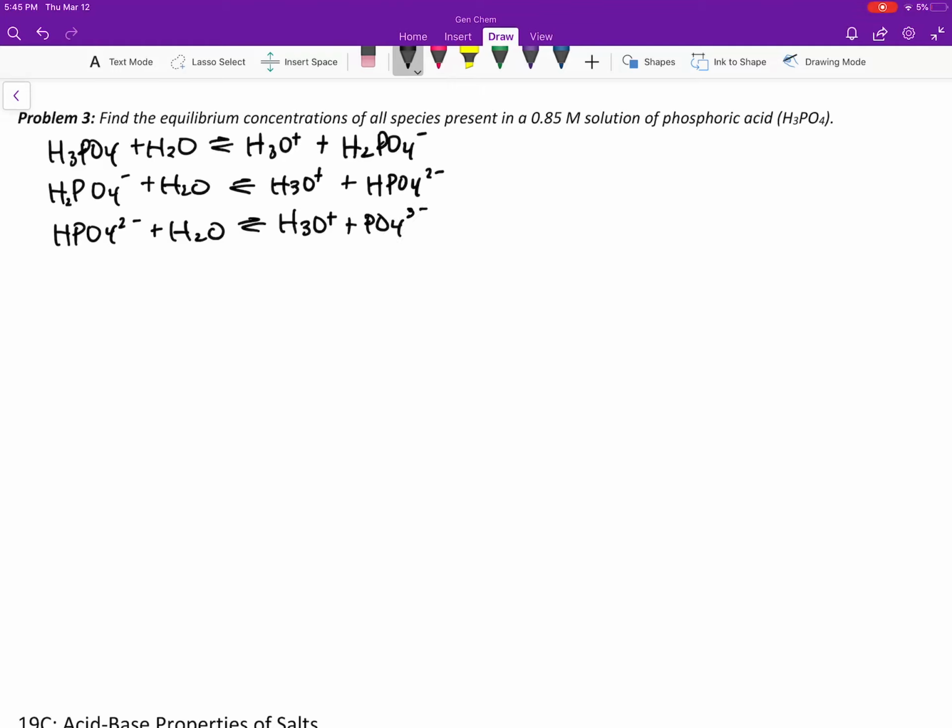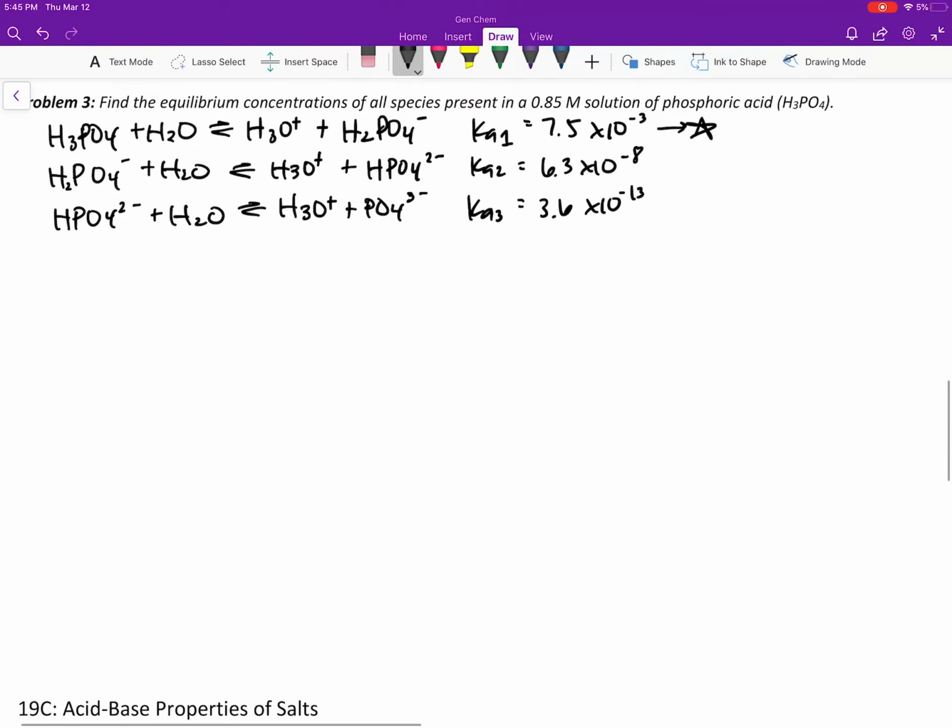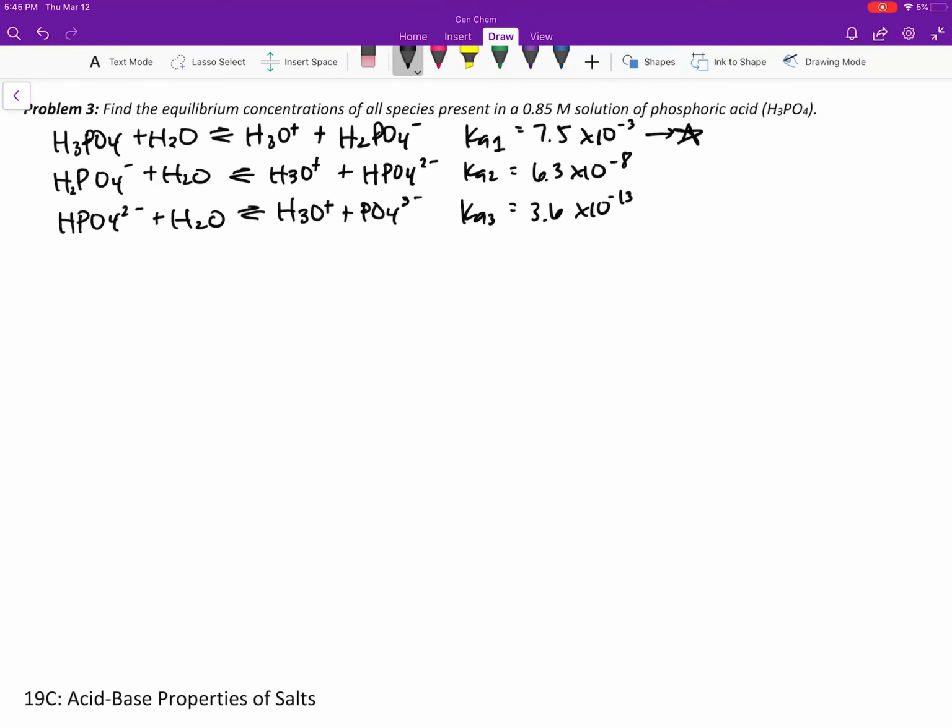Okay. Now the Ka values are not values I expect you to memorize or know. That would be a little unreasonable. But what we do see here is that as we go further on in the sequence of donating protons, the Ka values become smaller, which means that the biggest contributor to pH is the donation of the first proton. The second and third step may donate some, but not a significant amount.